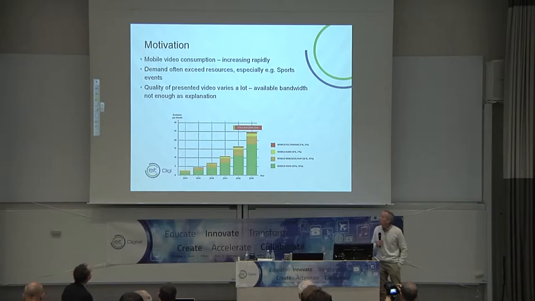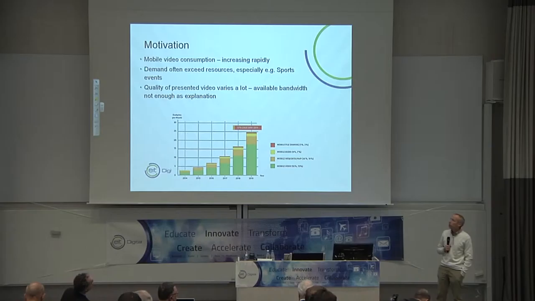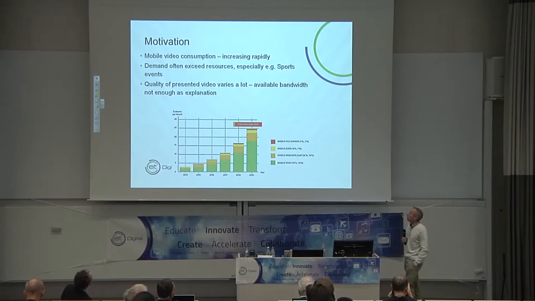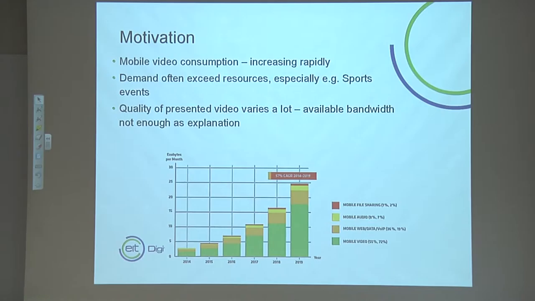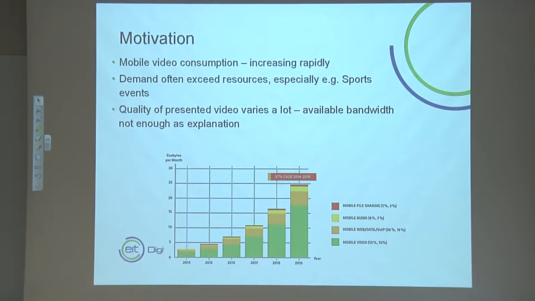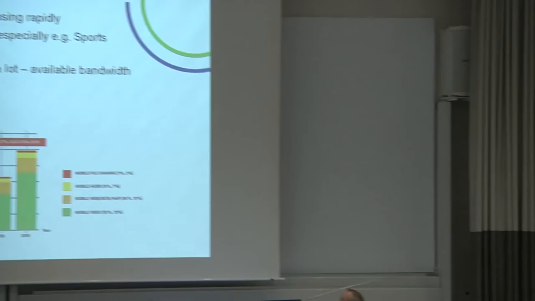to see the observation. Probably you already know that the mobile video consumption is increasing very rapidly, and in many places the demand often exceeds the resources. And this is especially true around, for instance, sports events, where you may not have the infrastructure that is good enough for all the people that are currently wanting to use it for video sharing. And the other thing is that in these places and in other places, especially when you're mobile, the quality of the presented video will vary a lot. And the bandwidth that you get is not always sufficient to explain why this is varying.